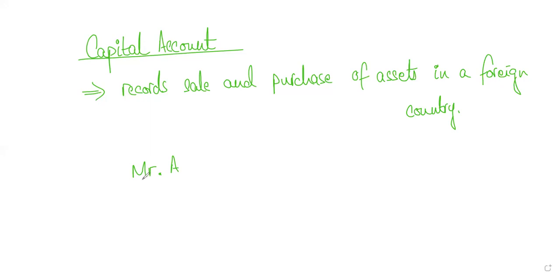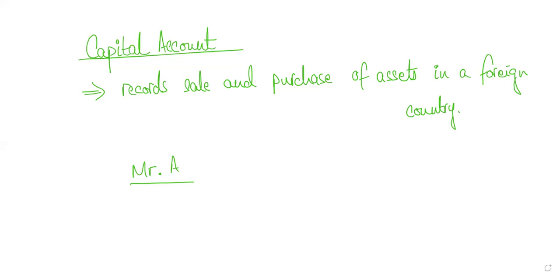If Mr. A is a Pakistani national and he buys something in another country, let's say USA, what do you think? Come on, is the money coming in or is the money going out? That will be a debit entry. Excellent. So for Pakistan, it will be a debit entry because technically the money is going out. Exactly. Is it simple?